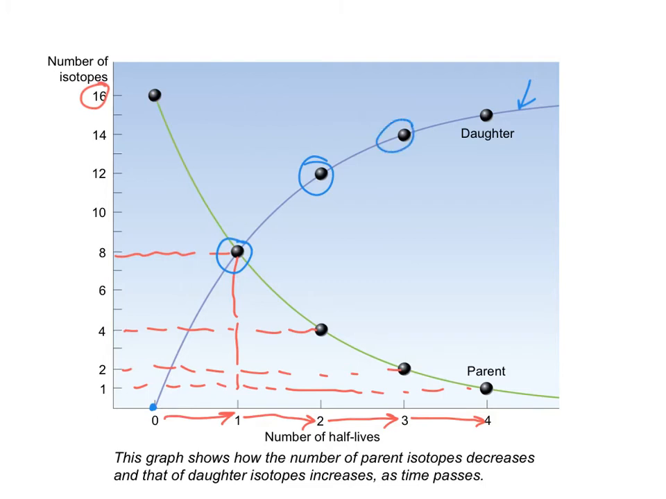After 3 half-lives, 14, and notice that the daughter is asymptotically approaching 16 here at the top, and the parent is asymptotically approaching 0. But if you can imagine this, you can infinitely cut a number in half and never reach 0. But you're going to approach it. You're going to get pretty darn close.